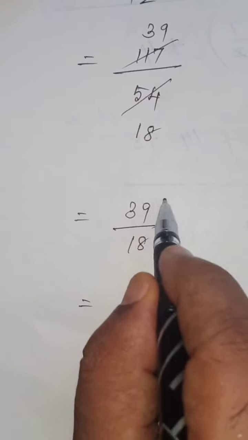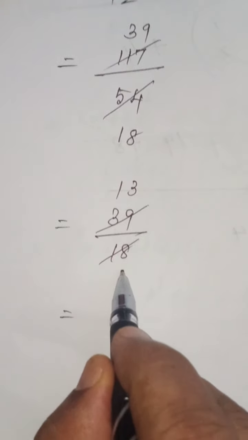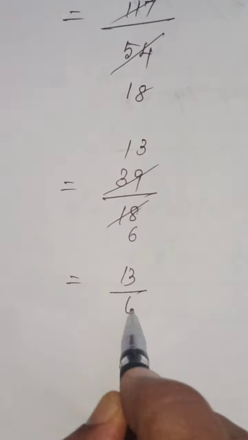Further you can divide by 3 table. How many times? 1 time. 3 times. And here 3 table how many times? 6 times. So 13 by 6 is the answer.